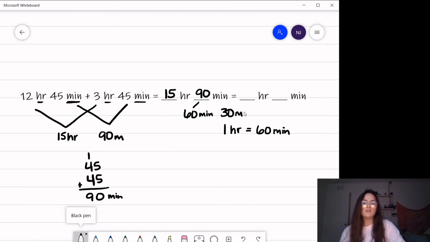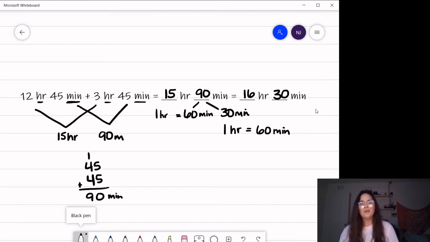So my 60 minutes are going to turn into 1 hour. I'm going to add it onto the hours that I already have, which now gives me 16 hours. And then after pulling out the 60 minutes from 90 to make that hour, I'm left with 30 minutes. So my final answer is 16 hours, 30 minutes.